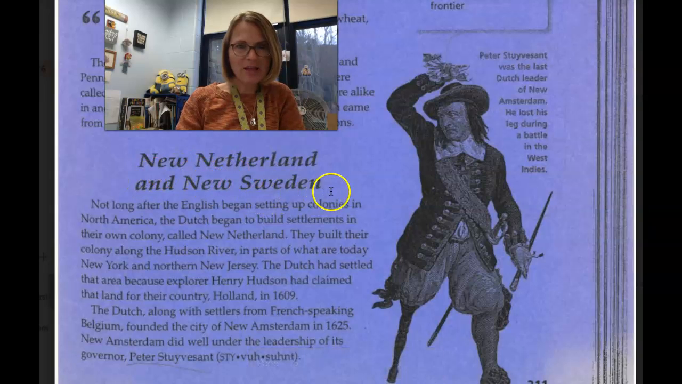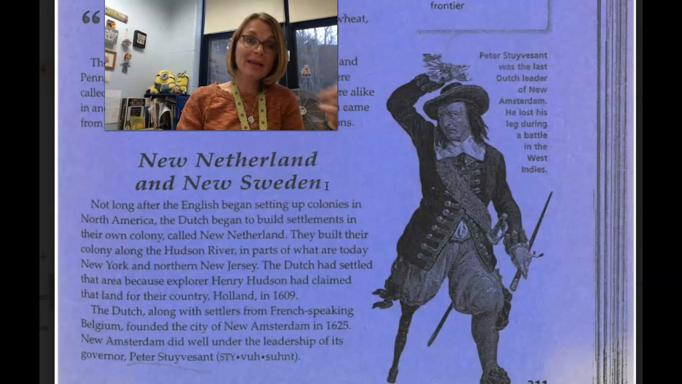New Netherland and New Sweden. Well, that's interesting, because I know they called it New England because they were from England. So New Netherland, does that mean they're from the Netherlands and Sweden? And where is that? So let's take a look at this.